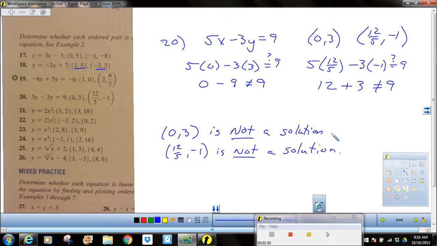Sometimes it makes you wonder when they're both not a solution if maybe you wrote the problem down right. I was just kind of looking back over it, making sure, and I did write it correctly. It's just neither one of those is a solution.